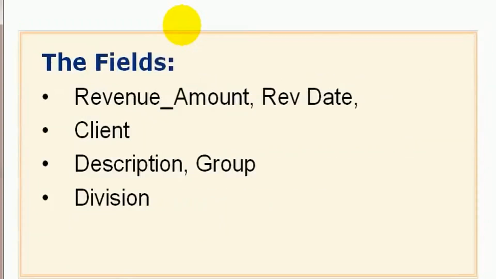The fields you're going to pull in are revenue_amount and revenue date. Then you're going to pull in client, then you're going to pull in description, group, and division. Since this is a small database, I'm going to let you figure out which fields belong to which tables. It won't take you very long. Just looking at the screen in the Select Expert or the Report Wizard shouldn't take you more than 5 seconds.